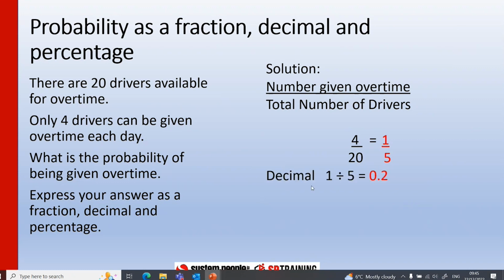And we want to change 1/5 into a decimal. We do 1 divided by 5, which is 0.2. And if we want to work that out as a percentage, we multiply our 0.2 by 100 and we get 20%. So our probability of being given overtime can be expressed as a fifth, 0.2, or 20%.